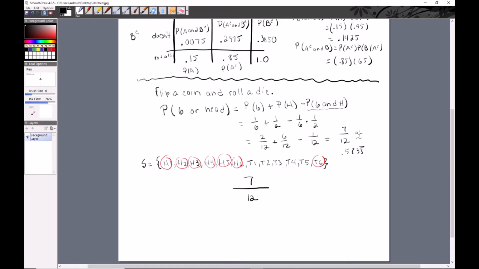Now the problem with you maybe getting 8 over 12 or 2/3 is that you counted the head and the 6 once when you counted up the heads, but then you counted it a second time when you counted up the 6. So that's why you had to subtract that product, that joint probability, in order to get the right answer. Okay? So don't feel like you're being some little ridiculous kid if you're doing something like this. This is a valid way to get probabilities.